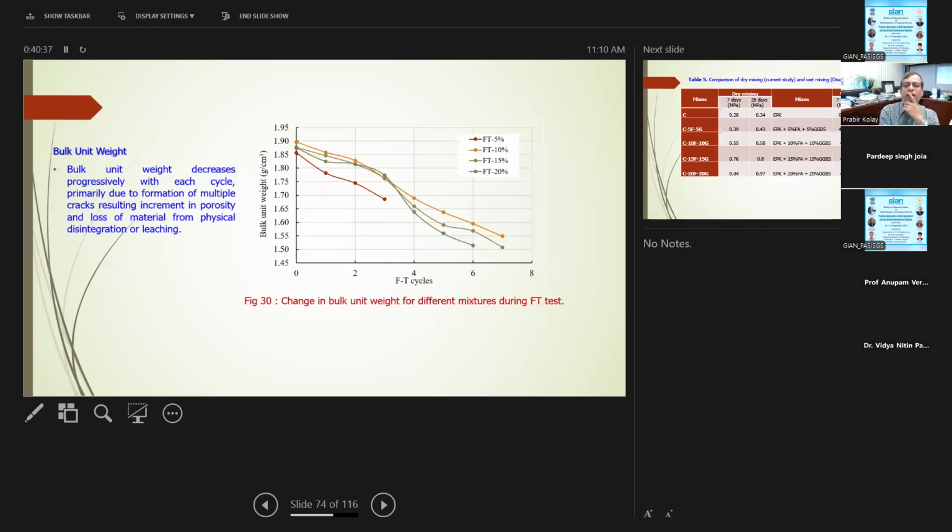Bulk unit weight also decreases progressively with each cycle because sometimes multiple cracks store a lot of water into that. So that's the reason the unit weight is increased.